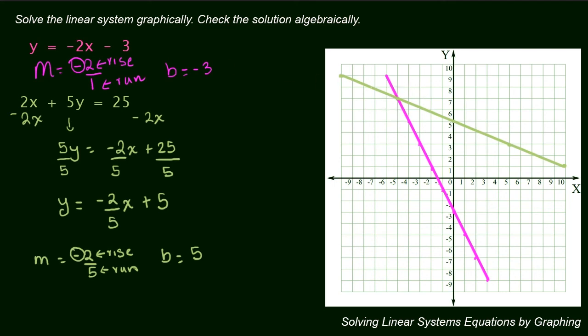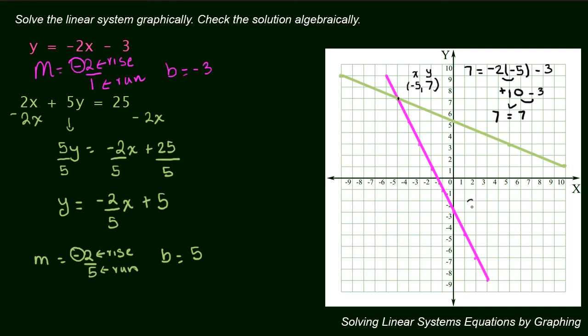Now, our solution is where these two lines intersect. And it looks like right over here. This is at x equals negative 5 and y equals 7. So let's go ahead and check to see if this is our solution by plugging negative 5 in for x and 7 in for y into our original equations. So I have 7. Is that equal to negative 2 times negative 5 minus 3? Negative 2 times negative 5 is positive 10. Minus 3 gives me a positive 7, and yes, 7 is equal to 7, so it checks on the first equation. Let's check the second one.